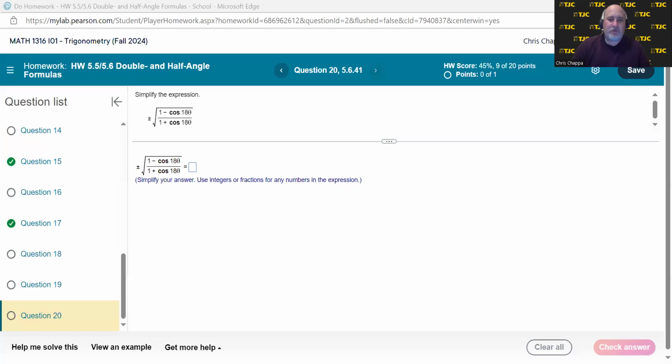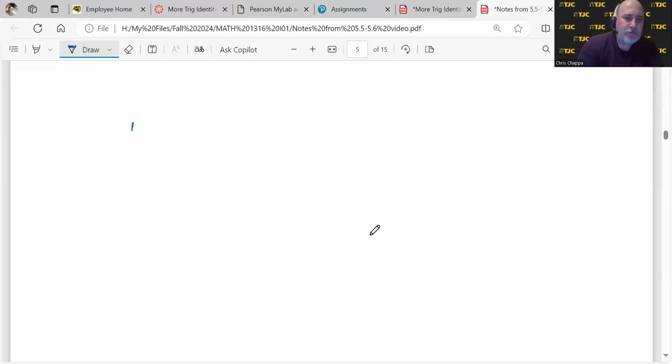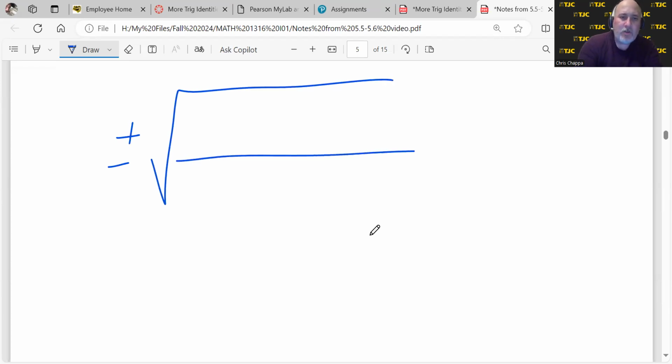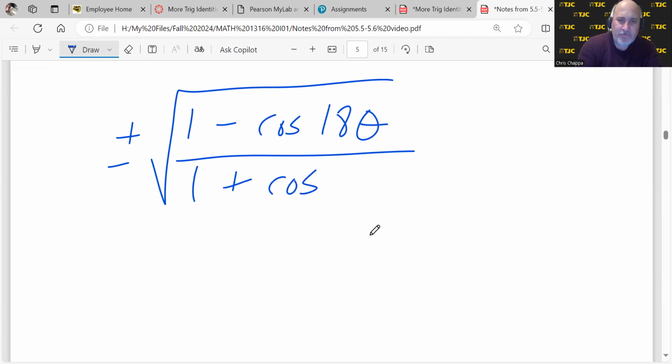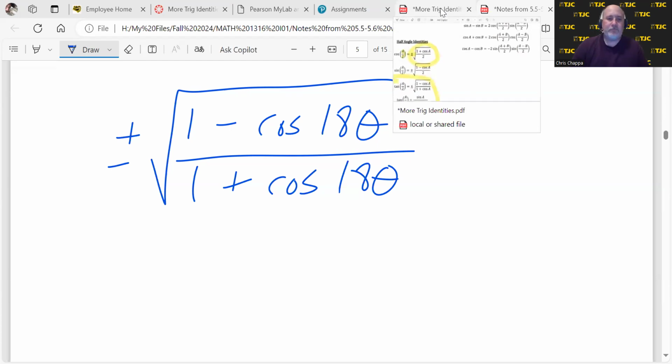All right. So we want to simplify plus or minus the square root of (1 minus cosine of 18 theta) over (1 plus cosine of 18 theta). My brain wants to say 180, but that is 18 theta, not 180. All right, we need an identity that is going to help us simplify it. So we're looking for an identity that has a plus minus square root, which means it's a half angle identity, but it has 1 minus cosine on top, 1 plus cosine on bottom. Do you see it?